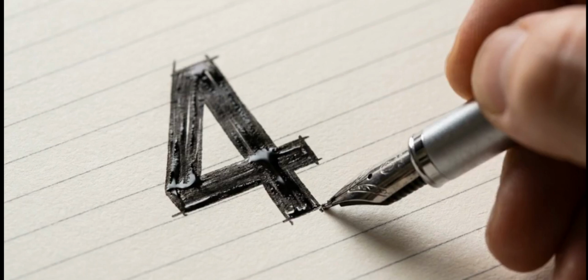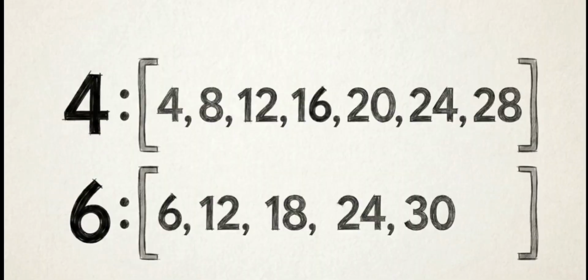Step 1. Write down the number 4 on your page and get ready to list its multiples. Looking at this first list, we count up by 4s. 4, 8, 12, 16, 20, 24, 28. Next, write 6 below it to get 6, 12, 18, 24, 30. Generate 5 to 7 multiples to guarantee enough data for a match.